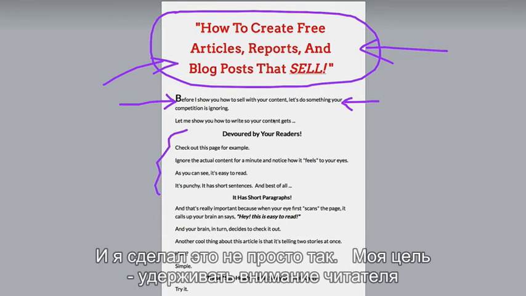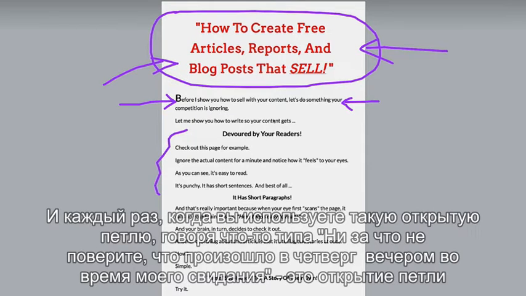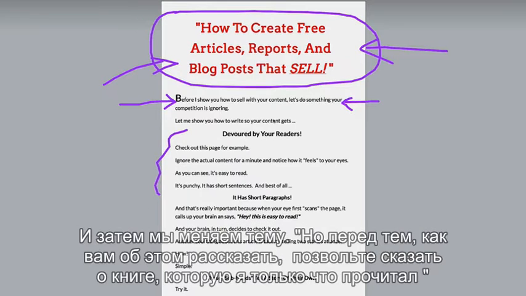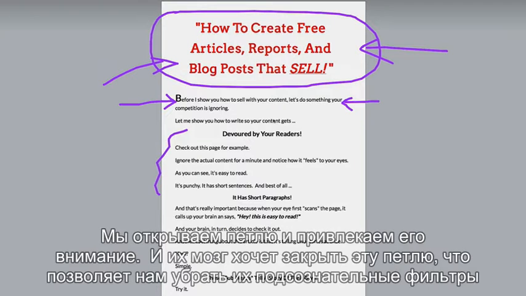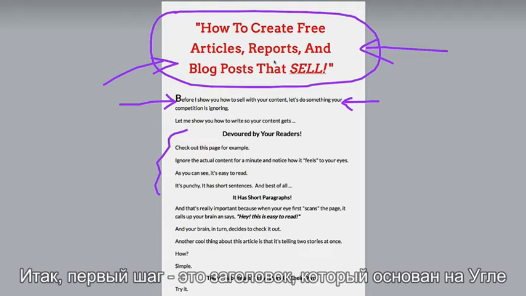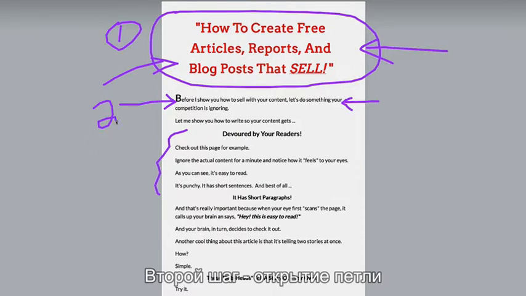I did that for a reason. I want to keep their attention. Anytime you can open loops like that by saying something like, you're never going to believe what happened on my date Thursday night, that's the opening of the loop, and then we change the topic to something else. But before I tell you about it, let me tell you about this book I just read. We've opened that loop and we've got their attention, and their brain is going to want the closure to that loop. So it allows us to sort of ease into the subconscious a little bit. So step 1 is going to be the title, which is in line with the angle itself, right? Step 2 can be the opening of the loop.